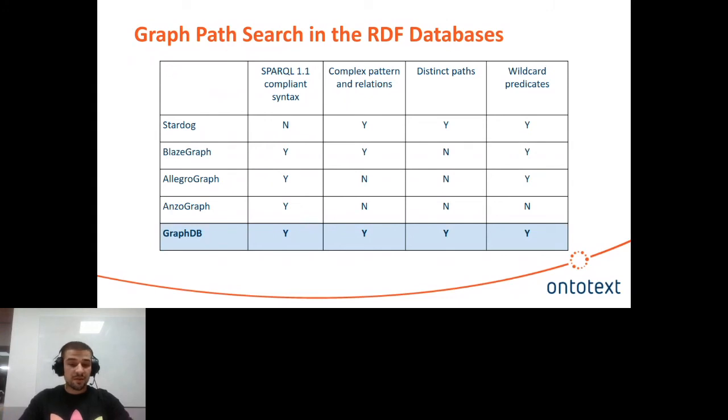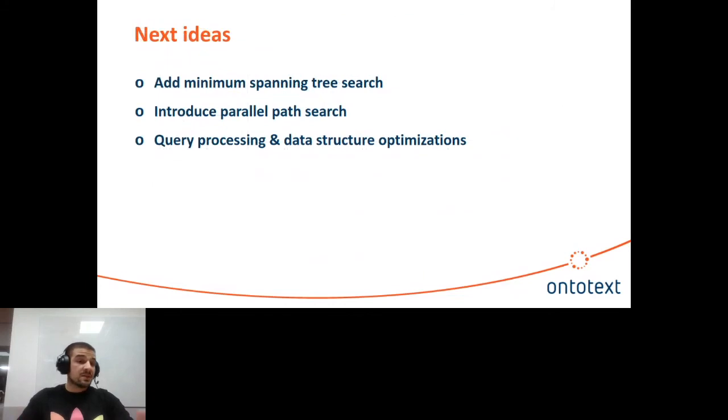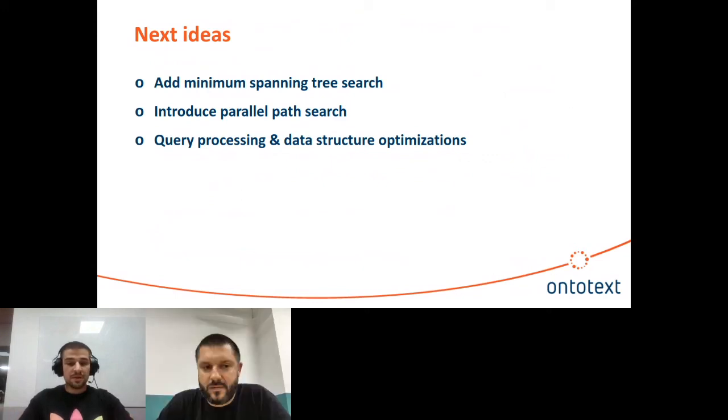GraphPath search algorithm through these next stages, which include possibly in the future releases adding a minimum spanning tree functionality, as well as being able to use parallel path search in order to traverse larger data sets more quickly, and adding further query processing and data structure optimizations in order to improve on memory efficiency. So that's from today's presentation about GraphPath search. Now let's do a quick Q&A session.